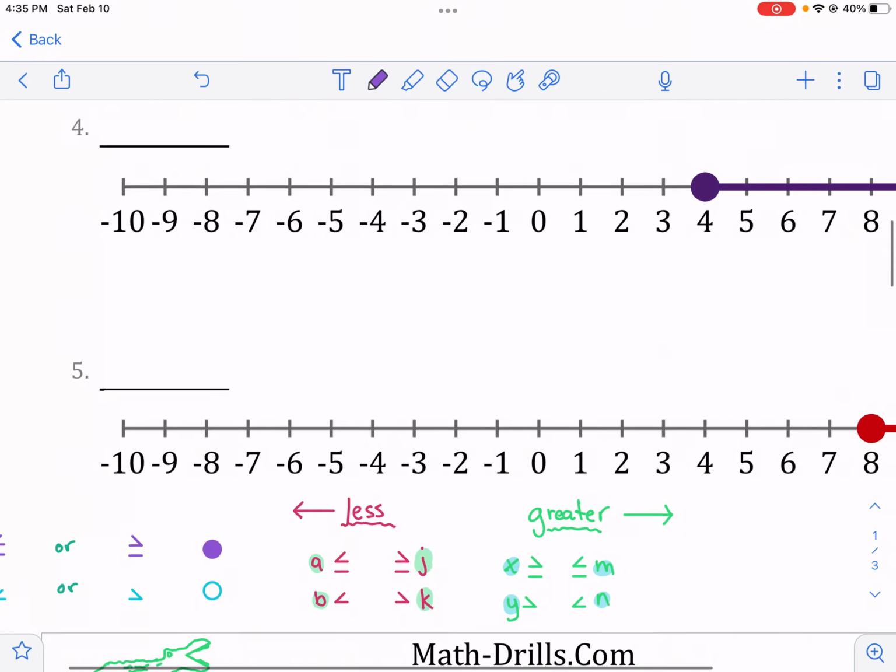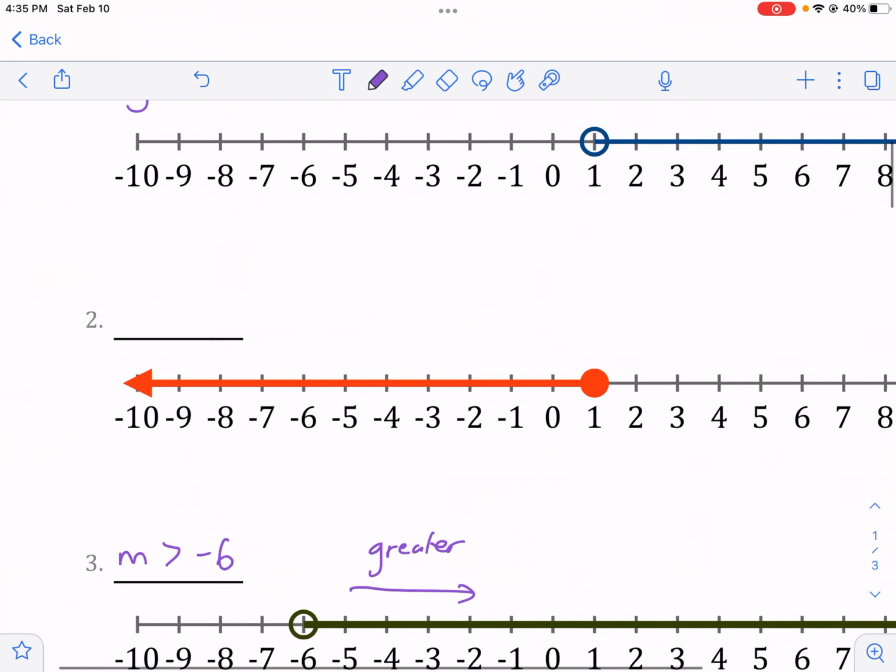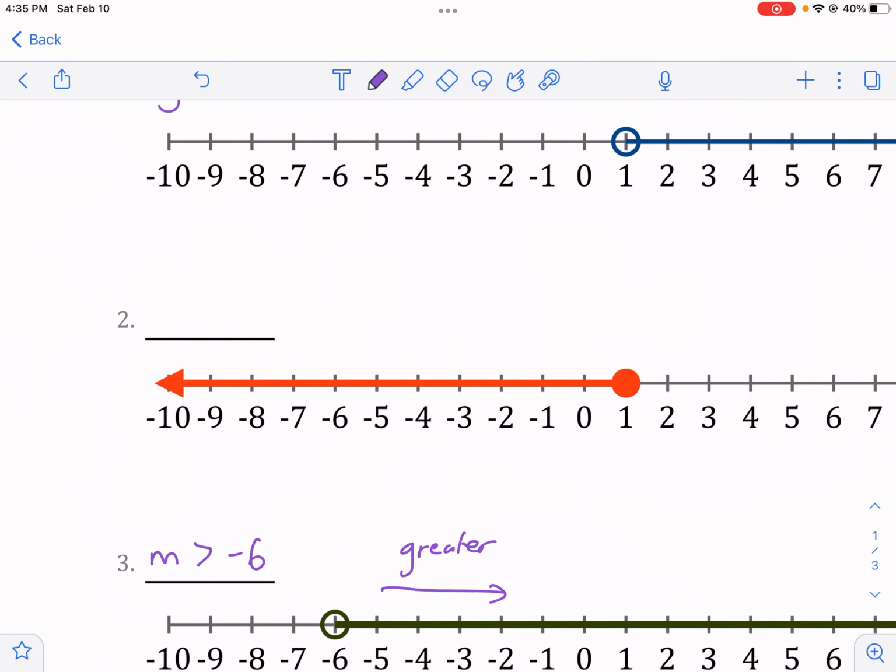Let's go on to number 2. Number 2, I skipped it initially. I'm coming back to it. We're going to write down our value that the circle is on, 1. This time, it is a closed circle, which means it needs to be either this or this. 1 can be included in the solution. So 1 is less than or equal to 1. That's true, it's because it's equal to it.